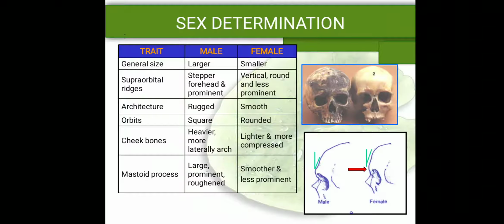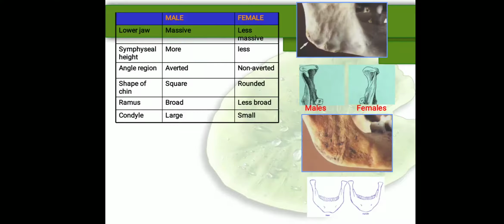Sex determination is very important from the skulls. The first one is male and the second one is female. As you can see here, the comparison. In males, the skull is larger in size, female is smaller. Males have a steeper forehead and prominent brow ridges, as you can see in the lower picture. Architecture is very smooth in females. Orbits are squarer in males. Cheekbones are heavier in males. Mastoid is again large and prominent in males.